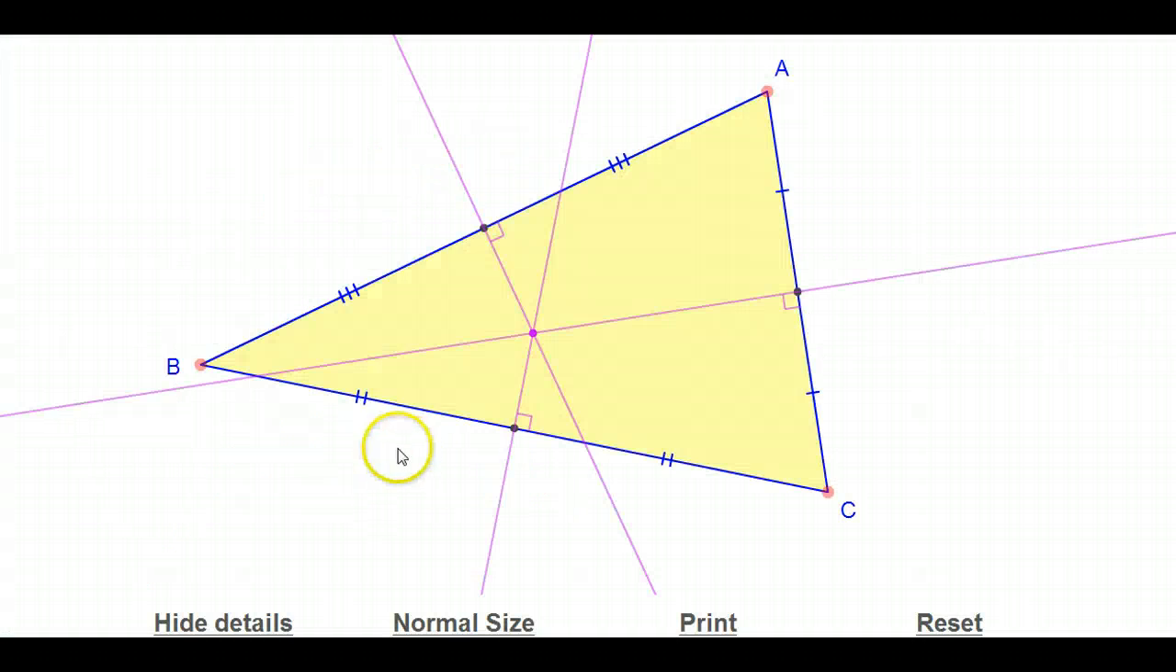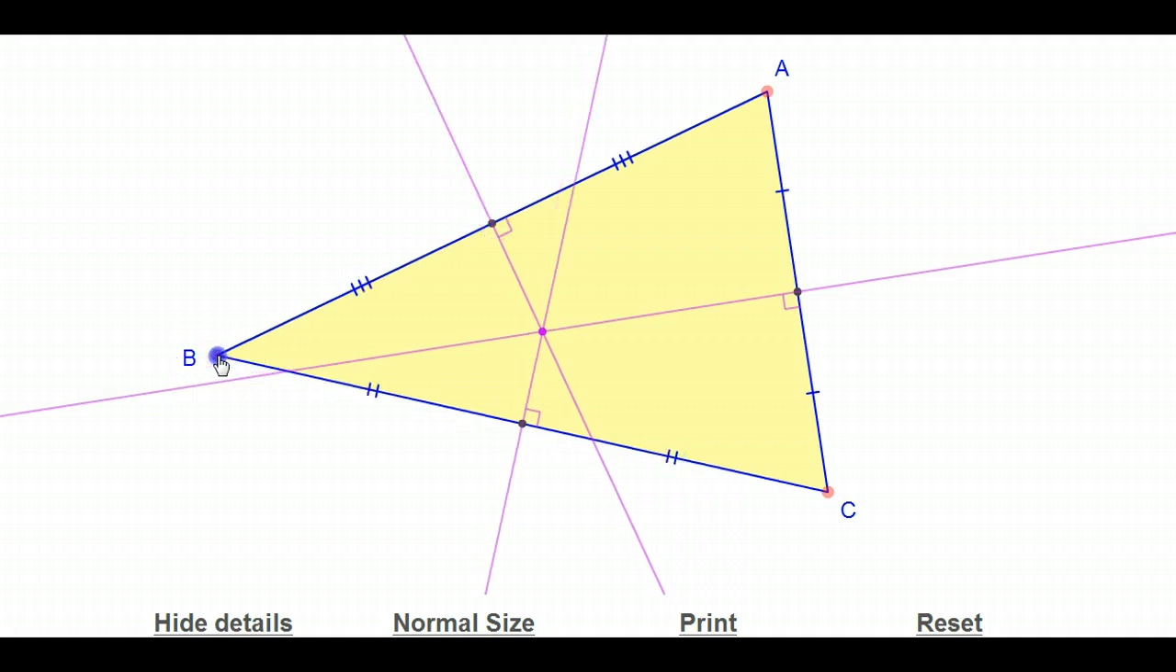Oh, it's not on this one. All right, this is an active image of the circumcenter. You know that at a glance because these are all perpendicular bisectors. So that's how you know, even without me telling you, that this is the circumcenter.